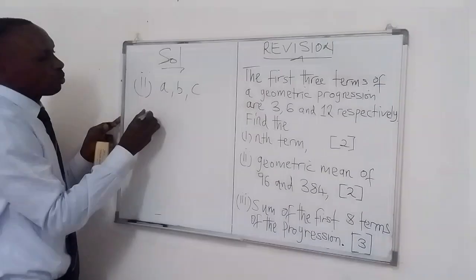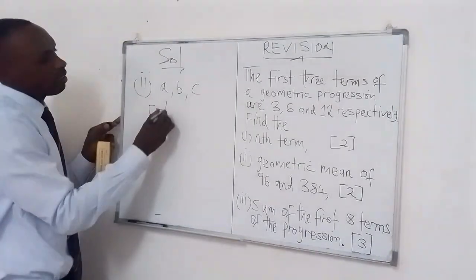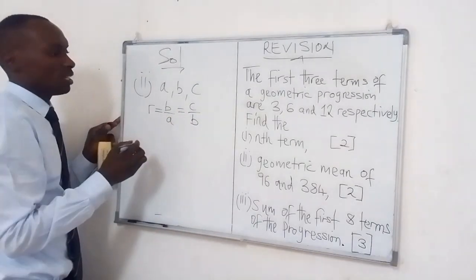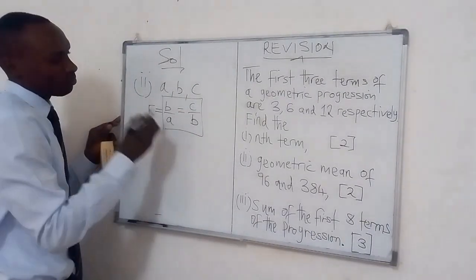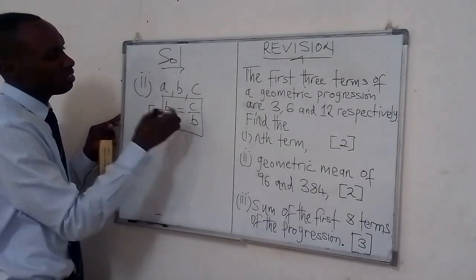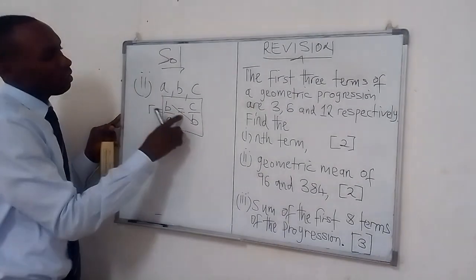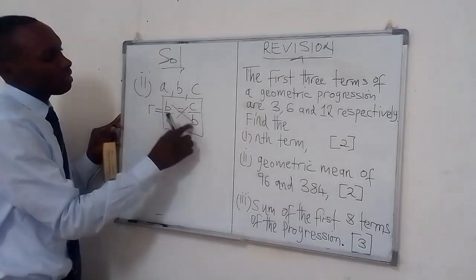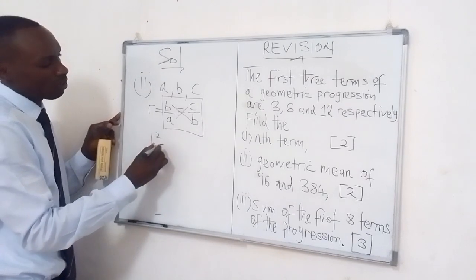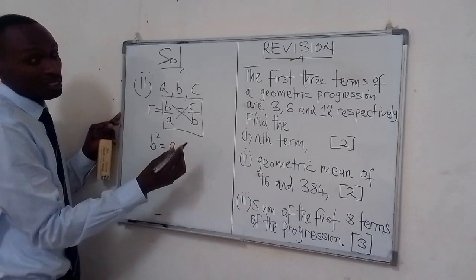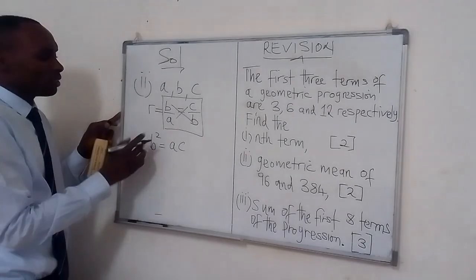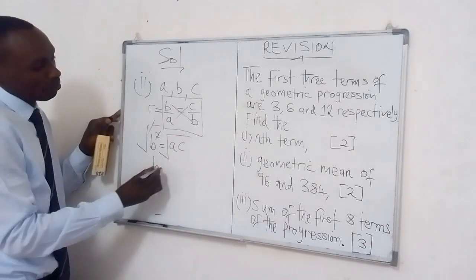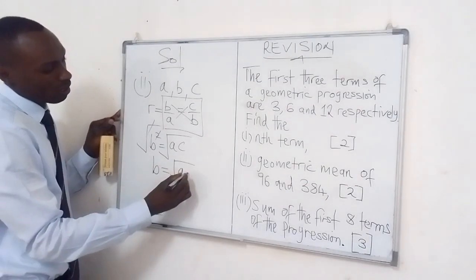So then, this will give us the following. We get the common ratio by dividing B over A or C over B. So how do we get B? There's an equal sign between the two fractions, so we just simply cross multiply. So B times B gives B square, equal to A times C, which just gives AC. So to get B, we simply square root both sides. The square and the square root simplify. B is equal to square root AC.